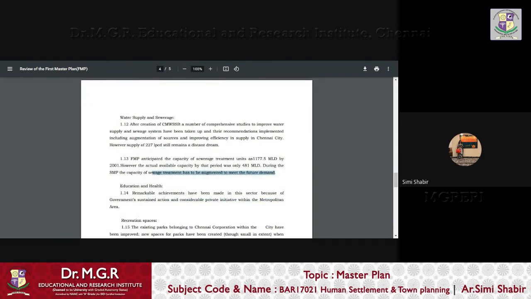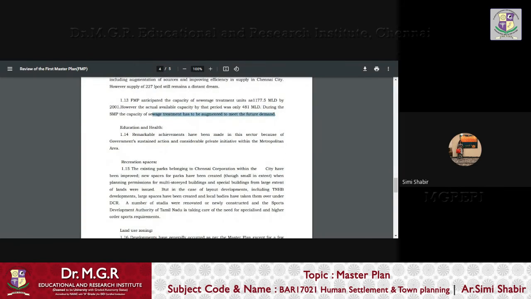Education and health. Remarkable achievements were made in this sector because of the government's sustained action and considerable private initiative within the metropolitan area. Recreation spaces. The existing parks belonging to Chennai Corporation within the city were improved. New spaces for parks were created, though they were smaller in size.